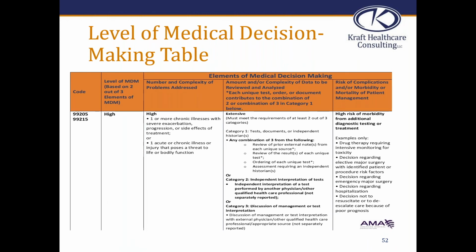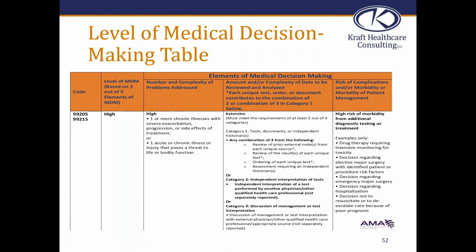And then we've got your 205 and 215. And, you know, it goes through here. Here's our drug therapy requiring intensive monitoring for toxicity. Elective major surgery, you know, with identified patient or procedure risk, and so on. But the key to all this is it's pretty clear on this table when they came out. There's still some questions and there's still a few things out there lingering about it. But for the most part, they did a great job on that.